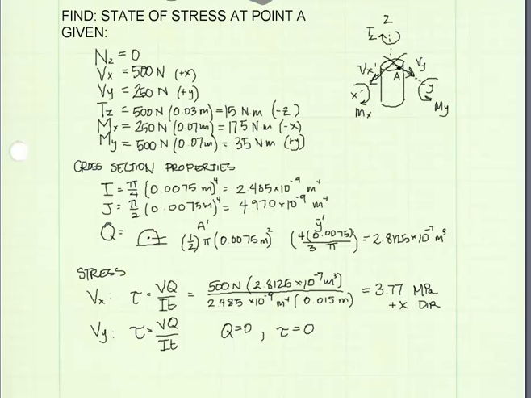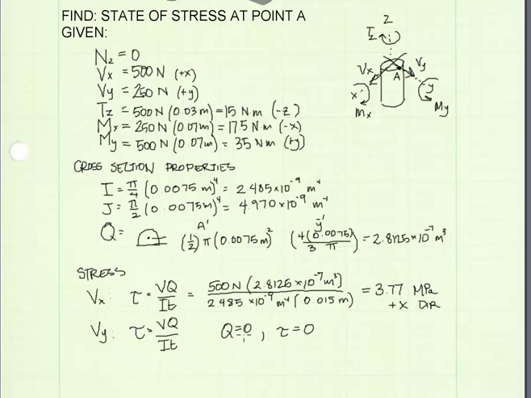And it is acting in the positive y direction, and that stress, as you see, will pass through point A, which is right on the edge, the furthest distance from the neutral axis, which would be the x-axis in this case. And considering the stress distribution for VQ over IT, which would be the shear stress formula, it's a parabola with a maximum at the neutral axis and 0 at the ends. And since A is at the end, A will have a shear stress of 0.